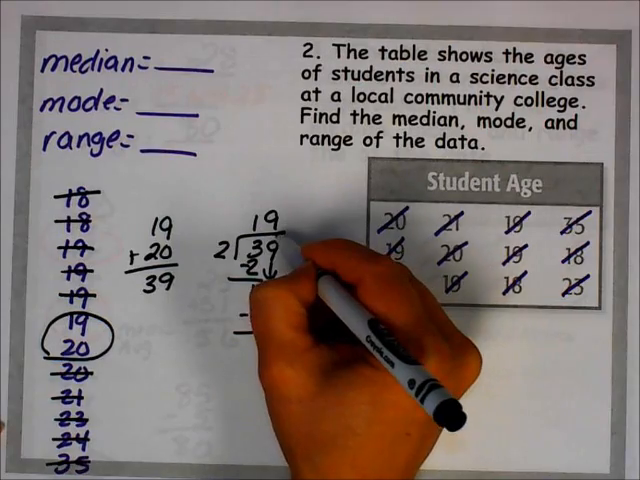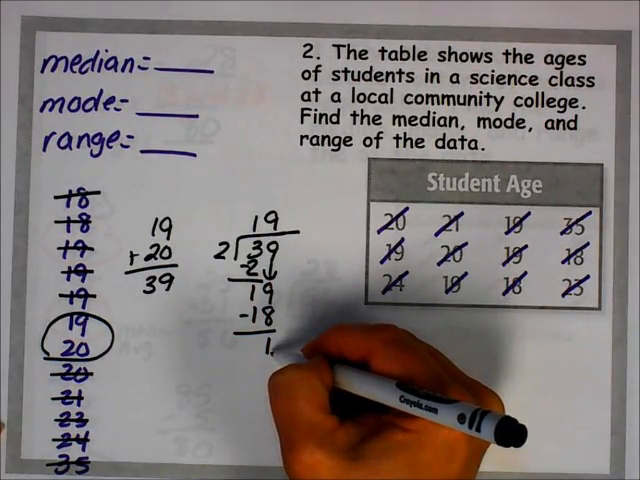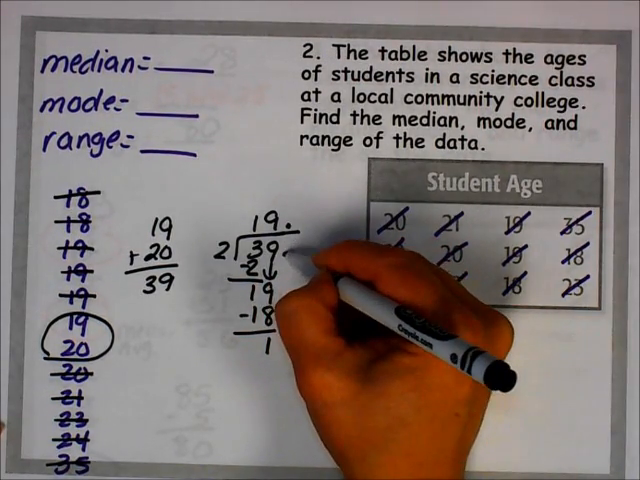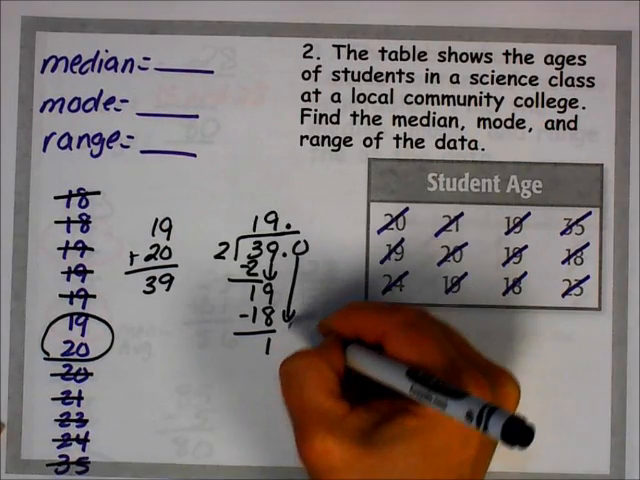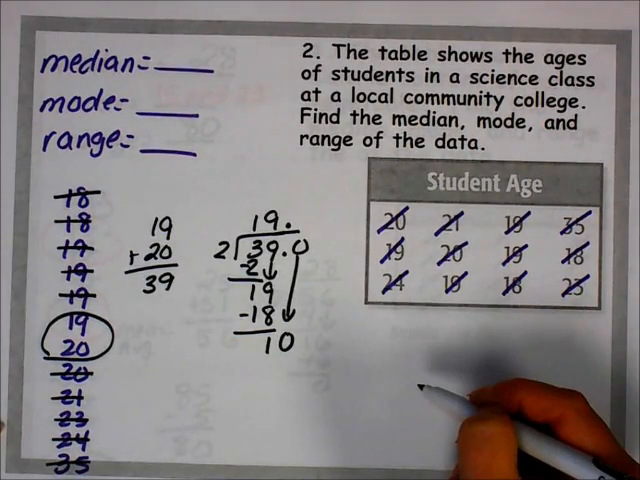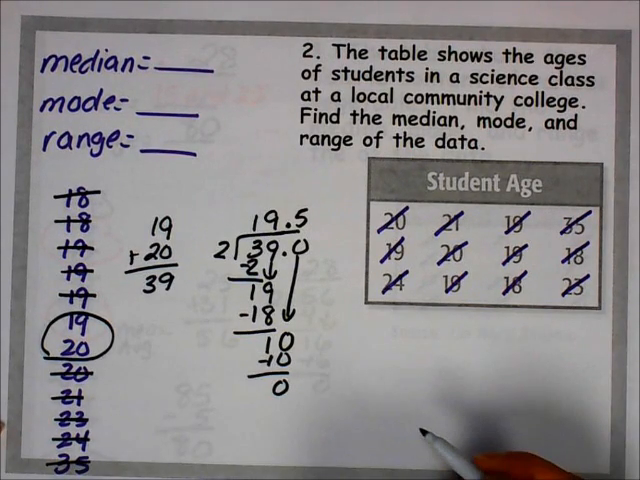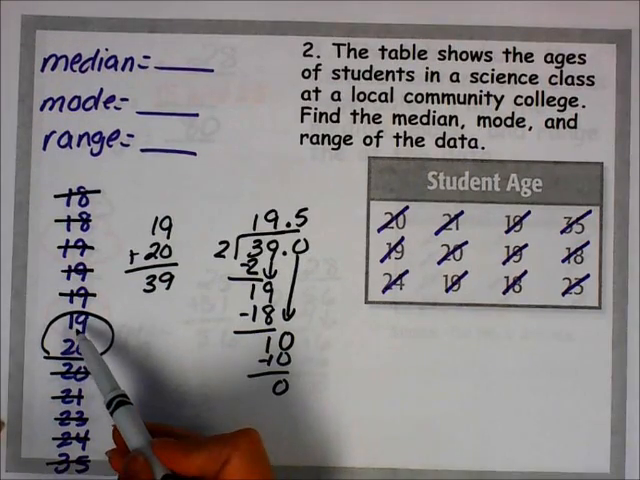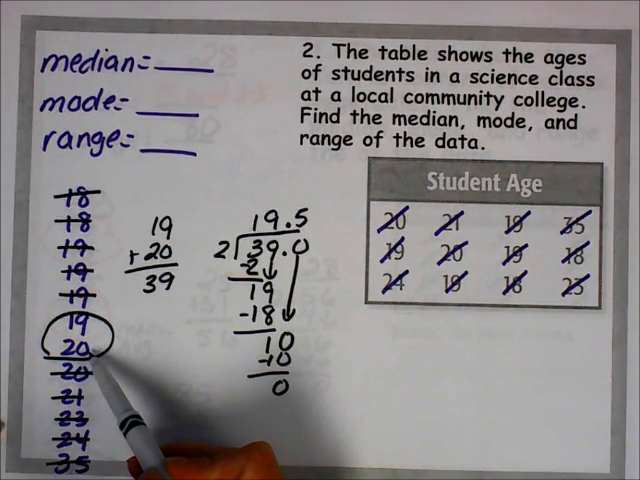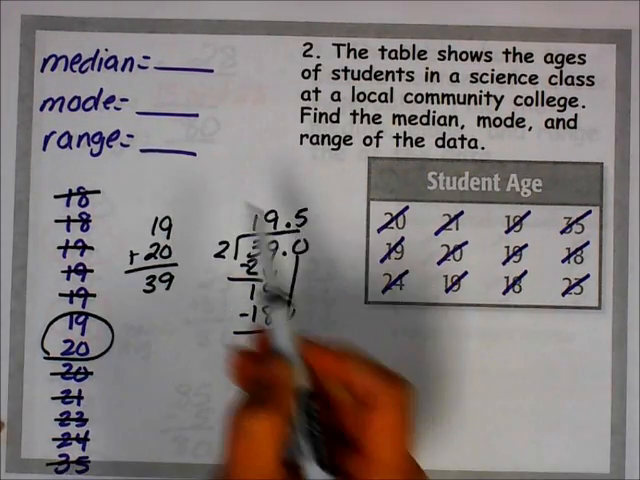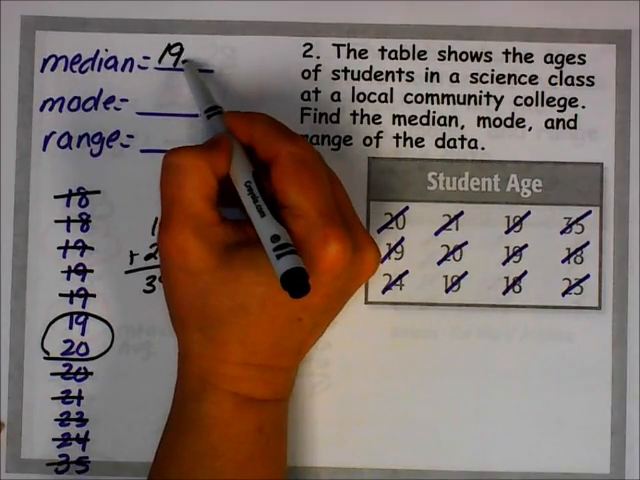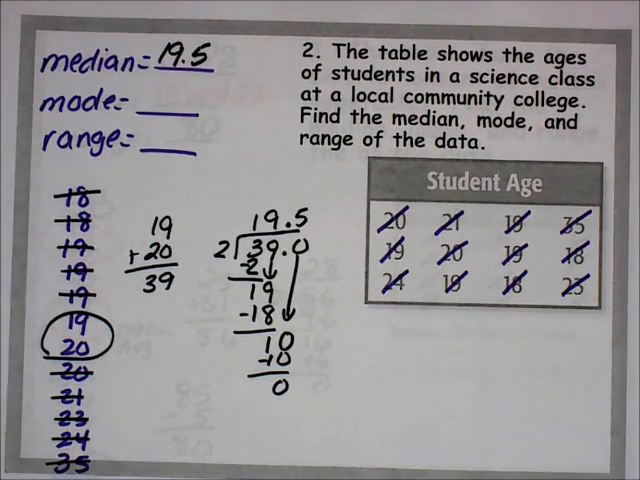What we're going to do today is we're not going to have a remainder, so we're going to have to add a decimal and a 0, and bring down my 0. 2 divides into 10, 5 times, with none left over. So my median, or the number that is exactly halfway between 19 and 20, is 19.5, or 19 and 5/10.